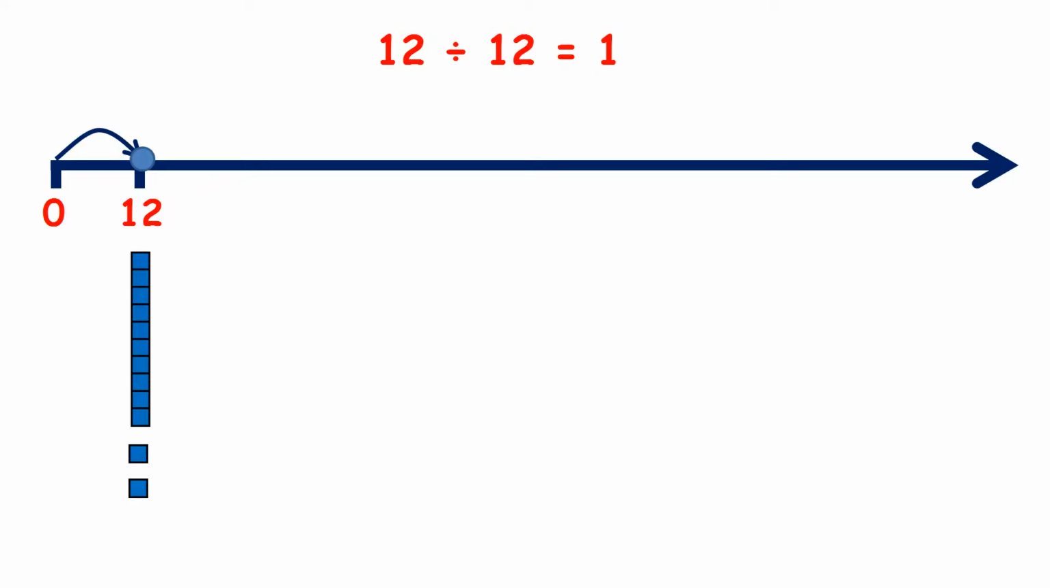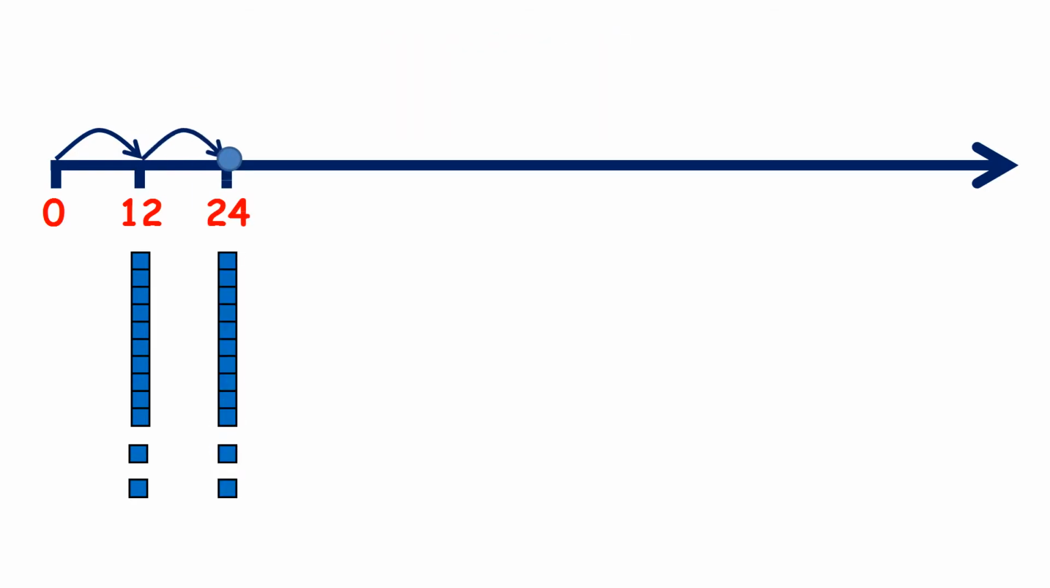Now we're going to learn our division facts for the 12 times table. 0 divided by 12 is 0. 12 divided by 12 is 1. 24 divided by 12 is 2. So if we have 24 blocks, we can make 2 groups of 12.